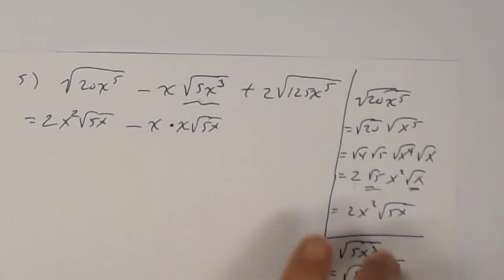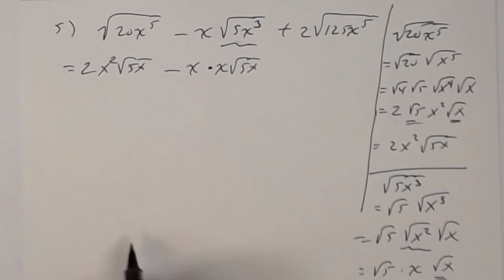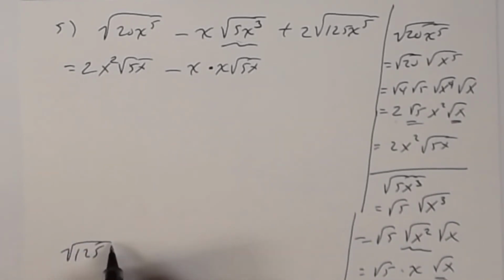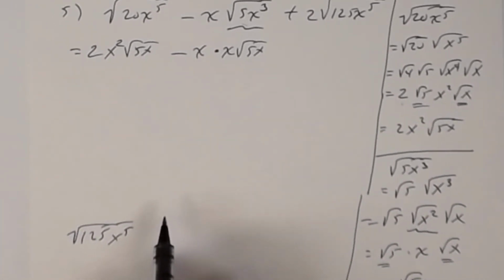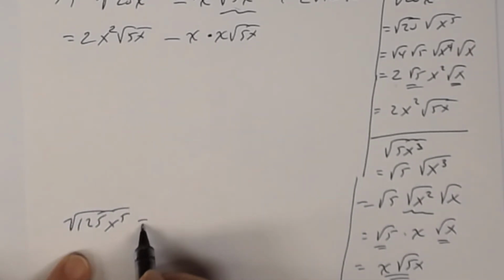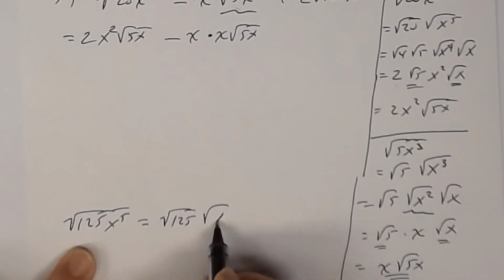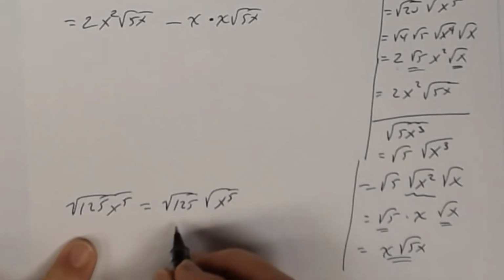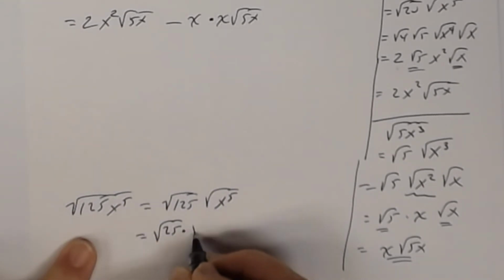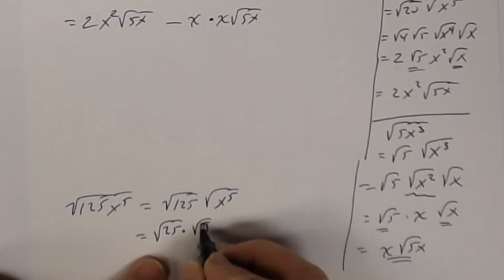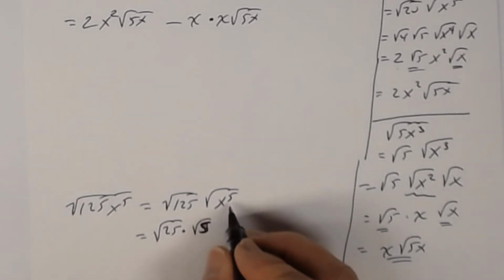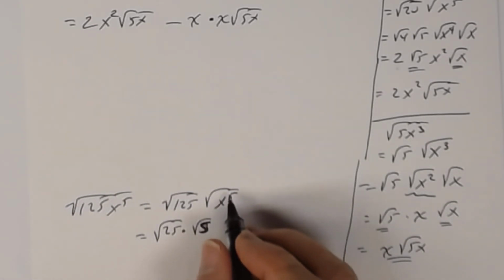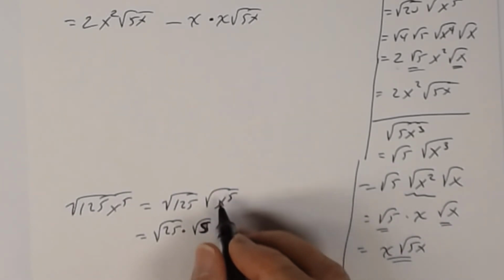Now let's talk about this one. Now I'm going to go ahead and do that one around here. So let's just kind of do that here. So I have the square root of 125 x to the fifth. According to the product rule, I can write this as the square root of 125 times the square root of x to the fifth, right? And the largest perfect square that goes into 125 is 25. So I get the square root of 25 times the square root of 5, excuse me, square root of 5. And I can simplify the square root of x to the fifth because 5 is greater than or equal to 2.